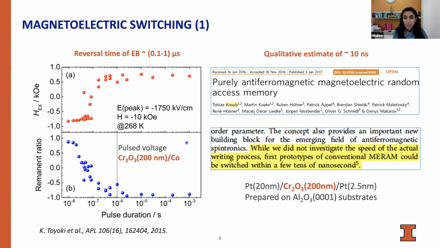And more recently, a qualitative estimate of about 10 nanoseconds was provided by this group from Dresden. And this is purely qualitative. And both of these measurements were done in a chromia sample of 200 nanometer thickness. The use of thin film chromia is really desirable for scaling of devices and enabling future spintronics applications.